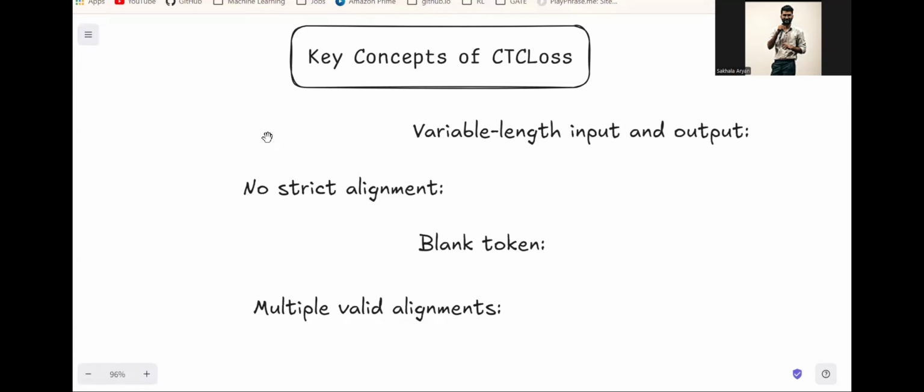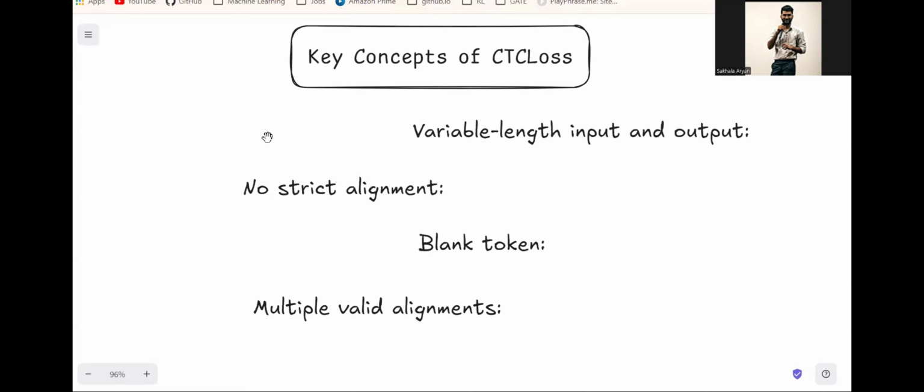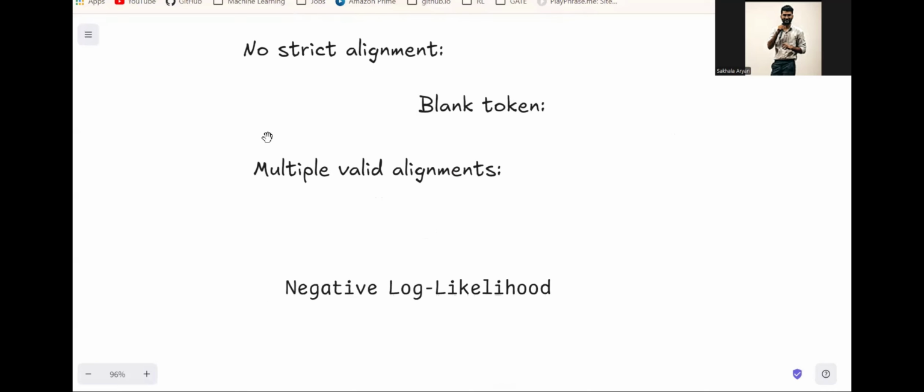There are blank tokens, which are essentially used in CTC loss because they basically map the frames to a blank character. So for example, if someone is saying cat with an elongated pronunciation, what we can do is add blank tokens, which basically goes hand in hand with variable length input and output. C for cat. And lastly, multiple valid alignments are there.